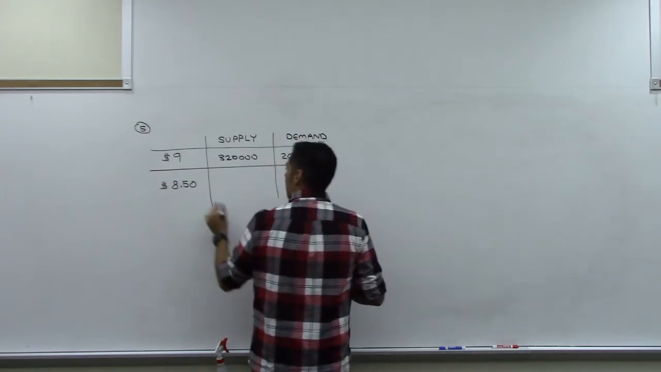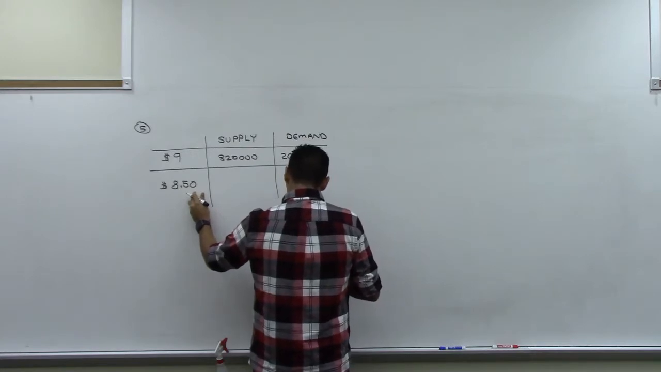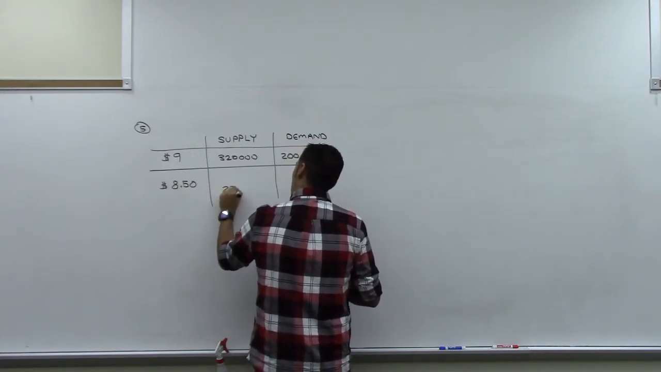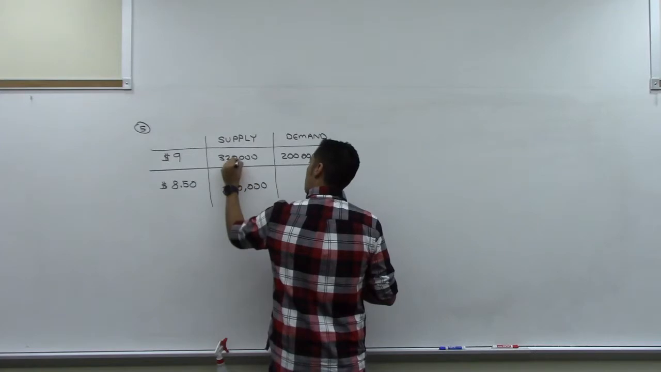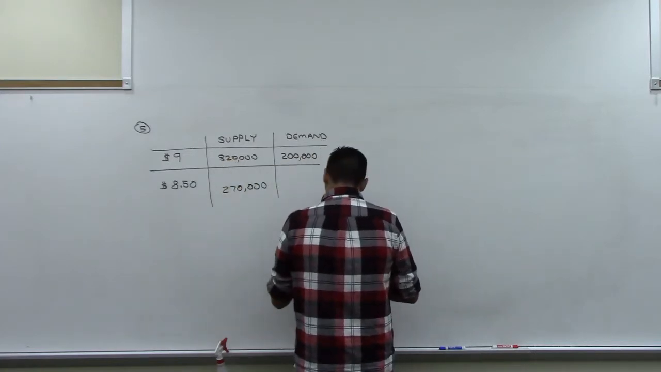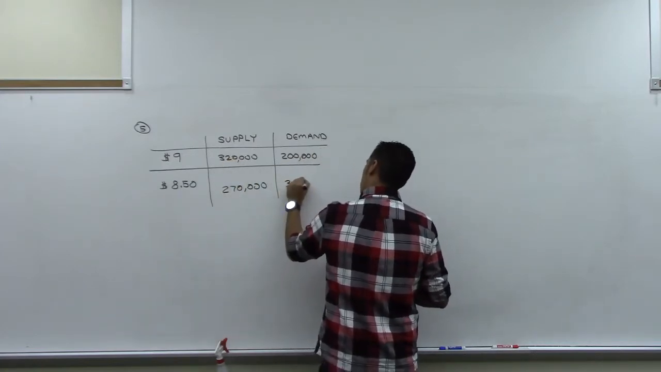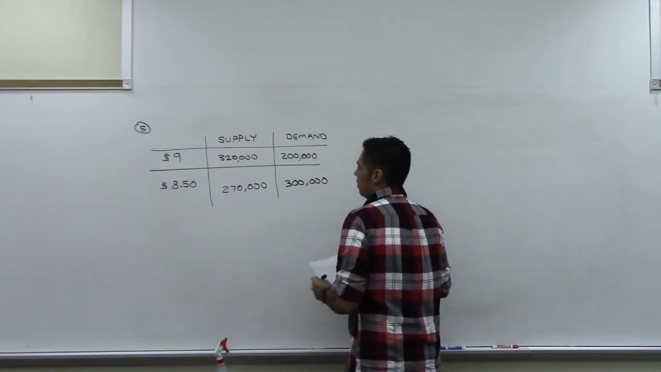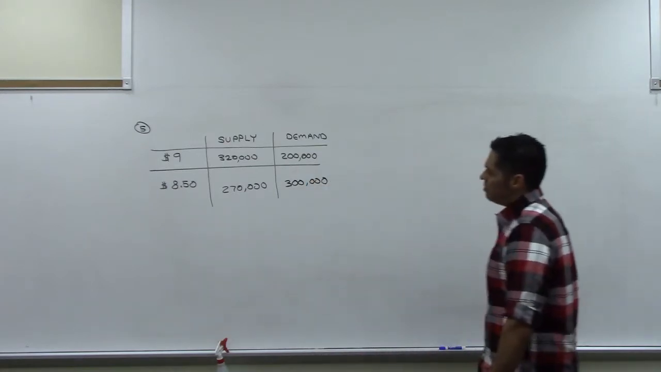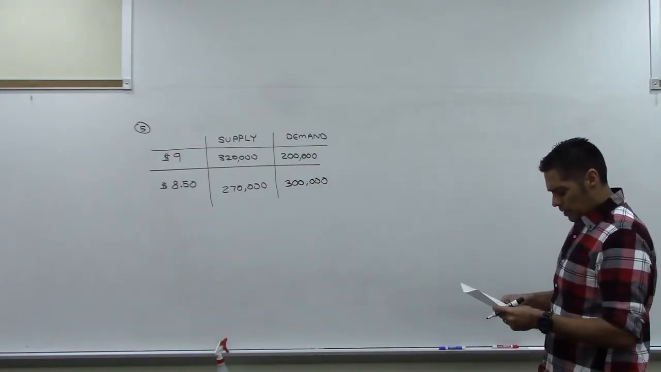Okay? If we change the price to $8.50, then the supply drops and the demand is going to go up because they're cheaper, right? All right. So that's a summary of what we've got here.